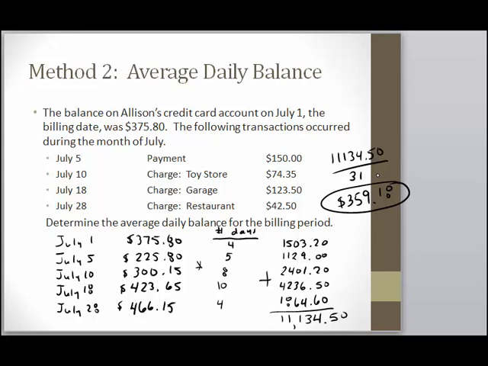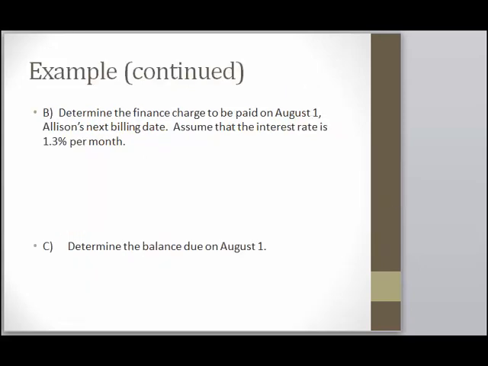For part B of this problem, we're being asked to find the finance charge to be paid on August 1st, which is her next billing date. We're assuming that the interest rate is 1.3% per month. So remember, to find the finance charge, we use the simple interest formula. So I is equal to P times R times T.